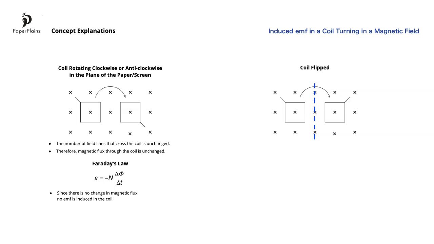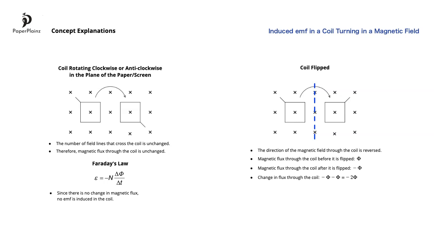What practically happens is that the direction of the magnetic field through the coil is reversed. So if we take the magnetic flux through the coil to be phi before it is flipped, then the flux through the coil after it is flipped is negative phi. The change in flux through the coil is final flux minus initial flux, so negative phi minus phi, which gives us negative 2 phi. Let's apply Faraday's law.